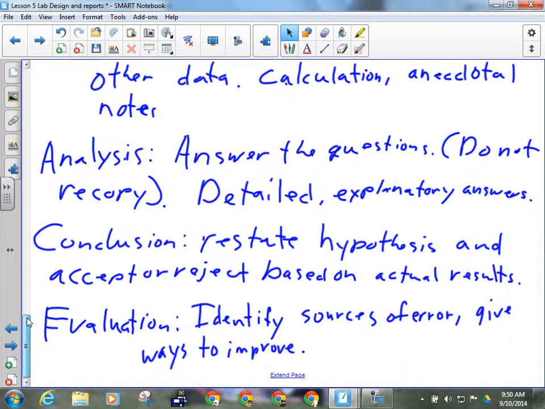All right, and then the last thing, evaluation. You identify your sources of error. Okay, so anything that you found was troublesome. You're not going to hurt my feelings. In fact, I kind of build sources of error into the labs to see if you can find them. So you tell me, this thing really made the lab difficult. Here's how I would fix it in the future.